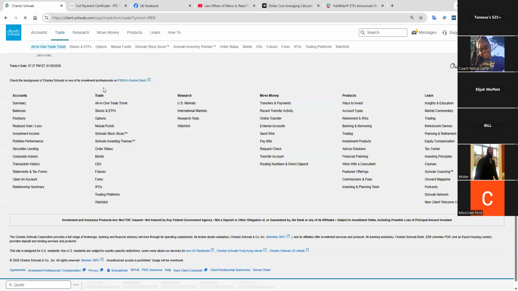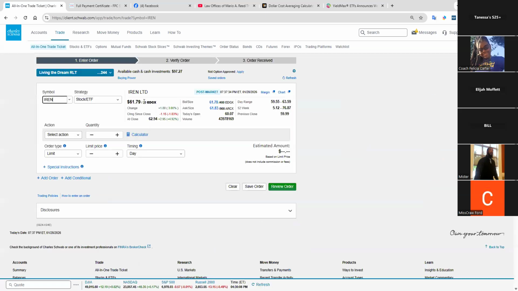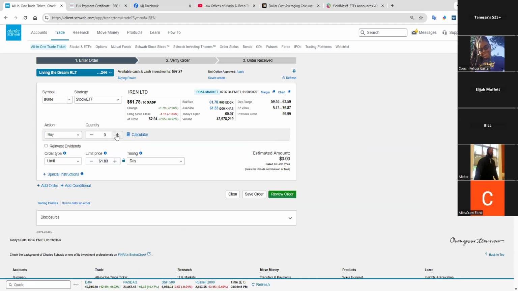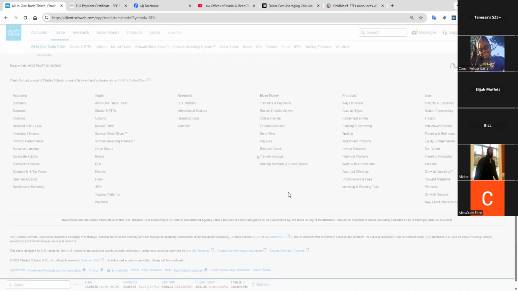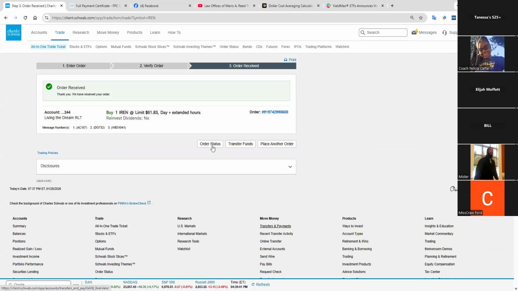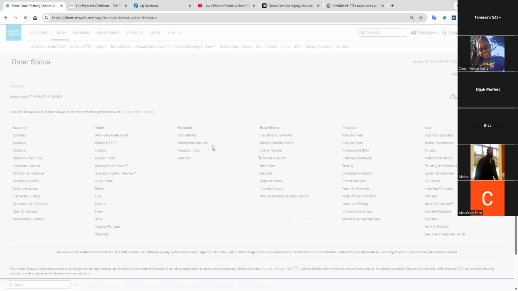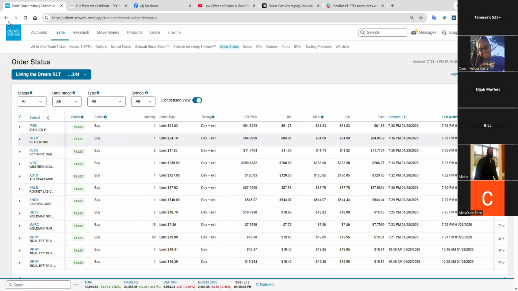We always have to make sure that it's in the brokerage account we want. It's right now trading at 61.79. It's $1.15 down, and after hours trading, we're going to go to buy. We're going to go to one share. We're going to have it limit, and we're going to do day plus extended hours, and we're looking to get it for 61.83. We placed the order, and order status shows it was filled. So now we have it.